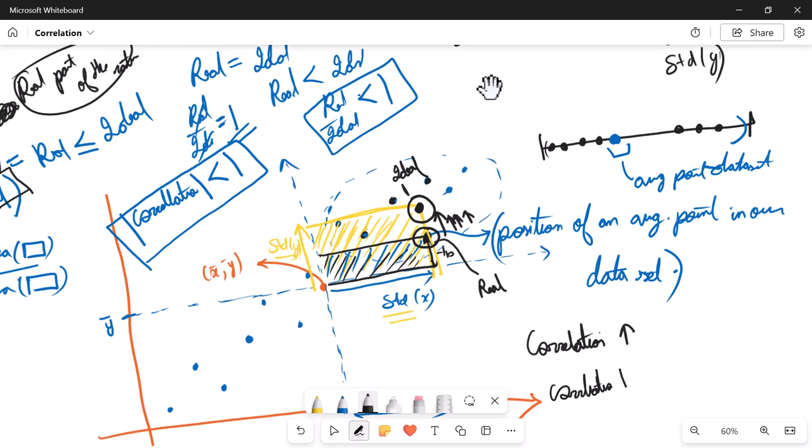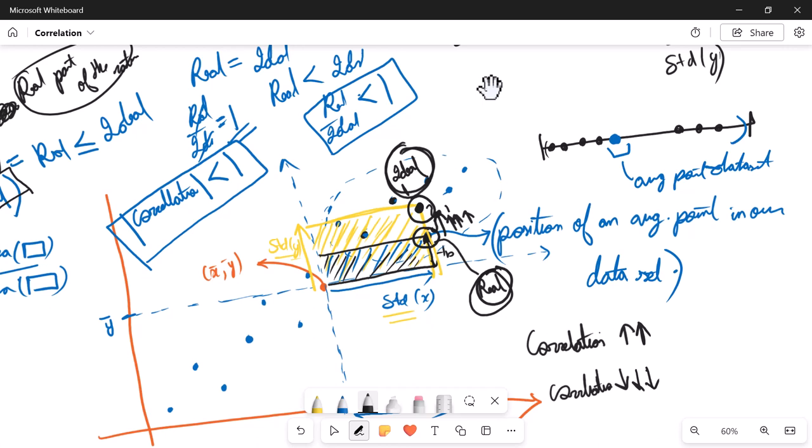The degree of closeness of the ideal point that we have calculated and the real point, right? It is the degree of closeness of the ideal point that we have calculated and the real point that we have calculated. The closer they are, the higher the correlation value. The farther away they are, the lower the correlation value. So this is what it is measuring, the degree of closeness.